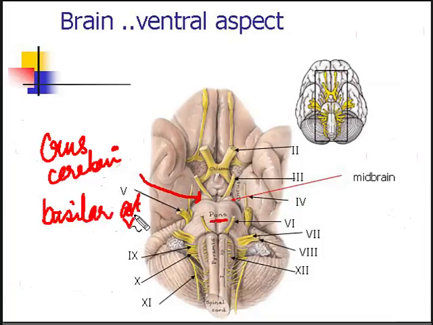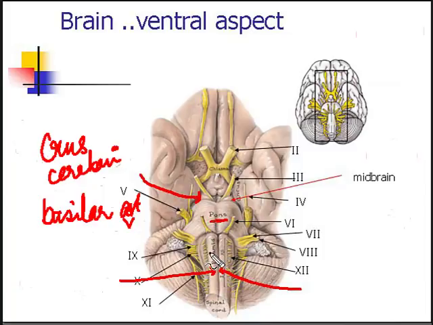Below the pons we have the medulla, and on the ventral aspect in the midline again you can see a fissure. On either side we have two swellings, and these are known as the pyramids. So this is the pyramid of one side and this is the pyramid of the other side. So these are the pyramids.